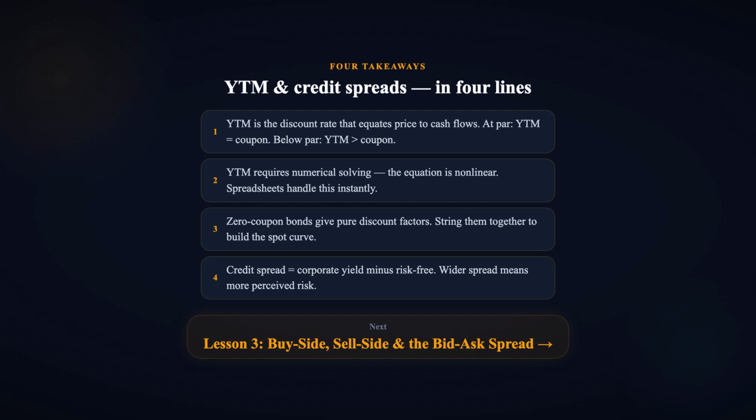In the next lesson, we leave pricing behind and ask a different question. Who actually buys and sells these bonds? What does the market look like from the inside? That is lesson 3. Buy side, sell side, and the bid-ask spread.